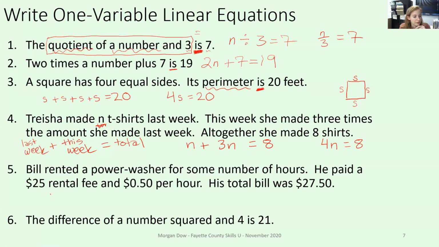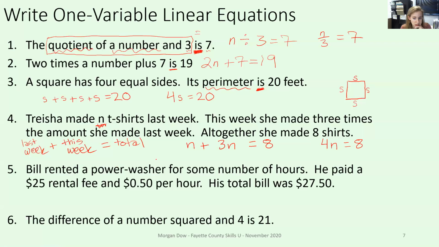All right, number 5. Bill rented a power washer for some number of hours. He paid a $25 rental fee and 50 cents per hour. His total bill was $27.50. So again, this is a situation where we've got this total amount, and we want to think about what are the components that go into that total amount.